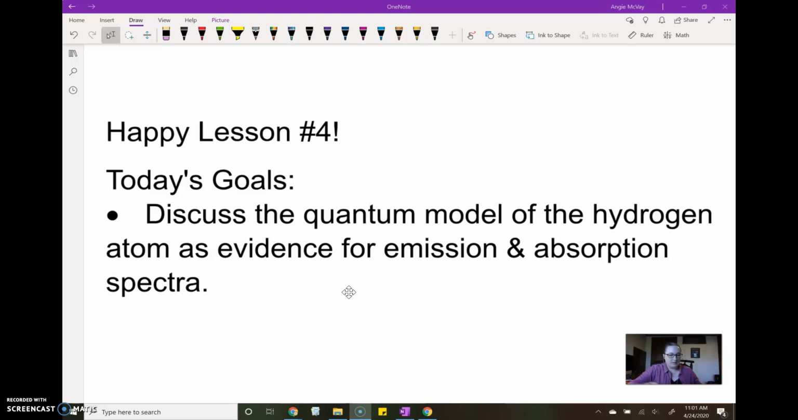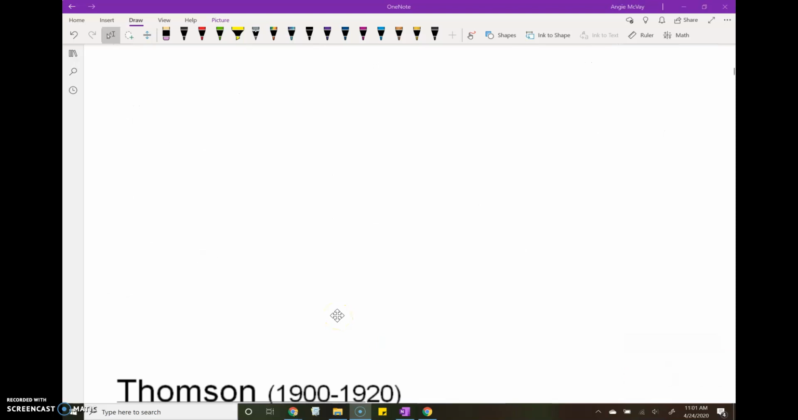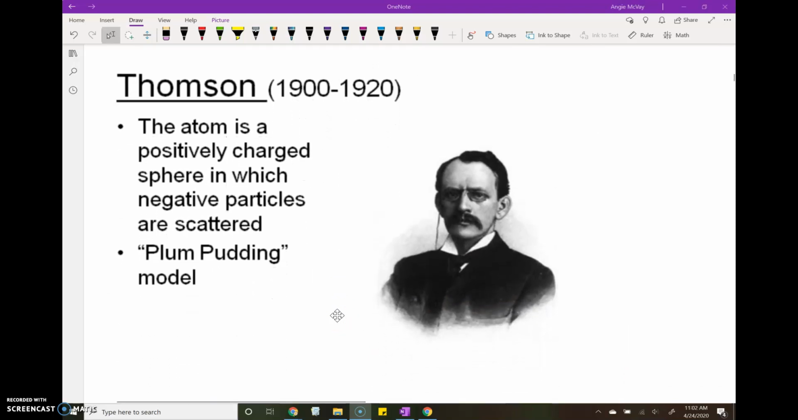All right, so today we're going to talk about the progression of our understanding of what the atom is and what it looks like, and how that is used as evidence for emission and absorption spectra, and how we can use emission and absorption spectra to identify different atoms in the composition of a gas or of a star or something like that. This is something that you may have studied a little bit in chemistry, so some of this might be quite familiar. All right, so let's take a look at one of the first models of an atom.